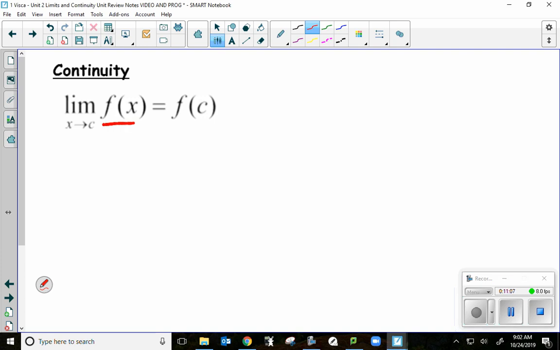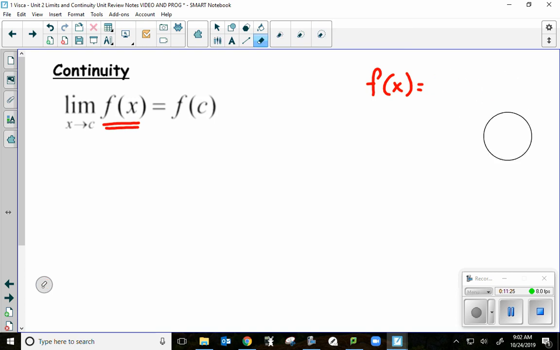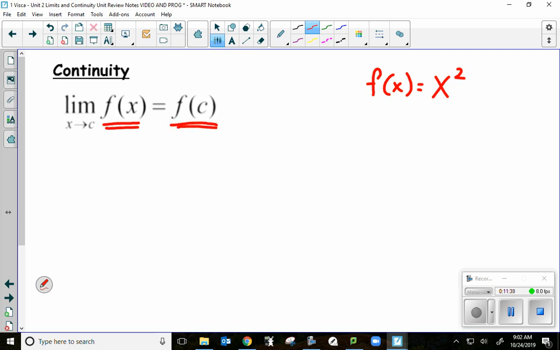I have a function f of x. Let's make it easy. I'm going to write this off to the side here. Let's say f of x equals 2x minus 3, something like that. Now, let's make it x squared. Let's always go to parabolas. The limit of my function as x goes to some value c has to equal f of c.